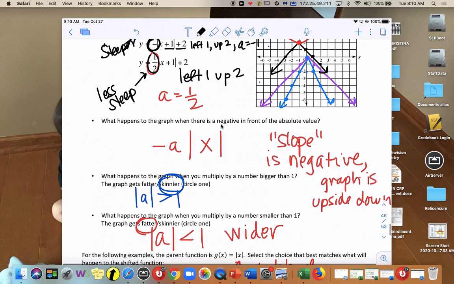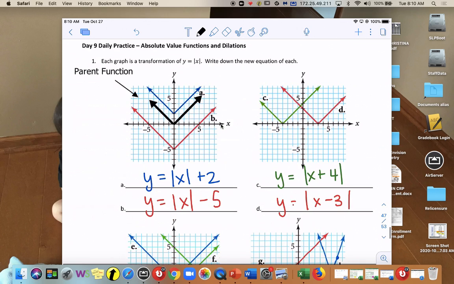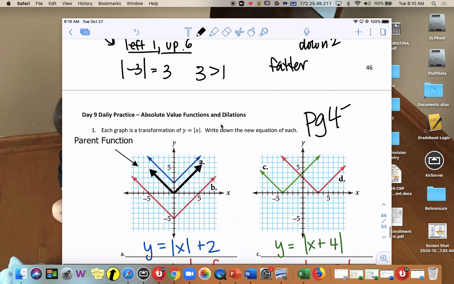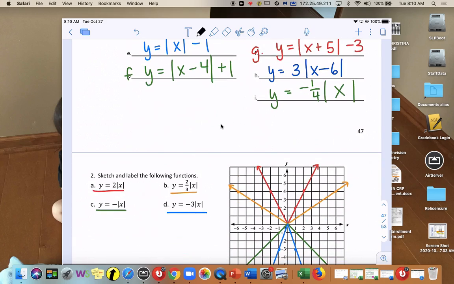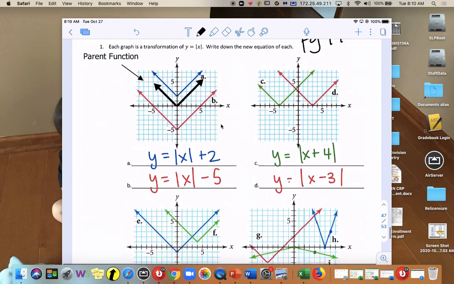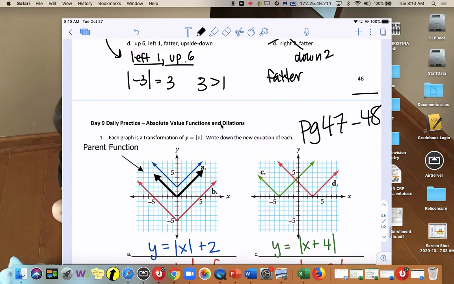All right, so your assignment then is the next 2 pages. Again, I do post the answer keys. You should definitely check your answers. So it's 47 to 48. Okay, so work on that and let me know if you have any questions.